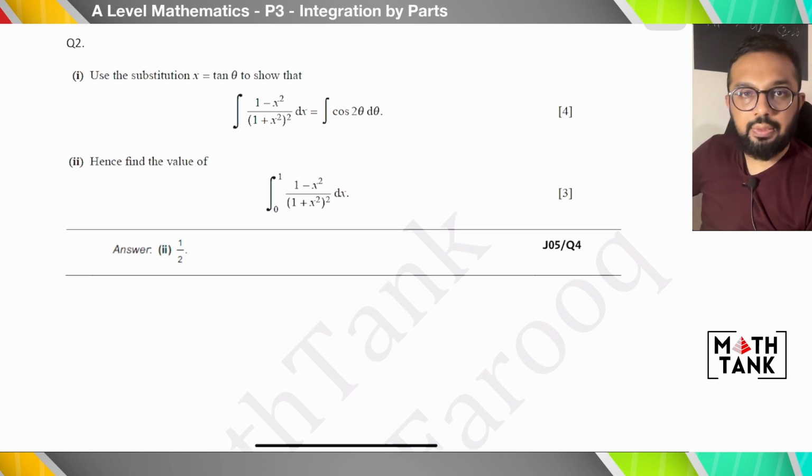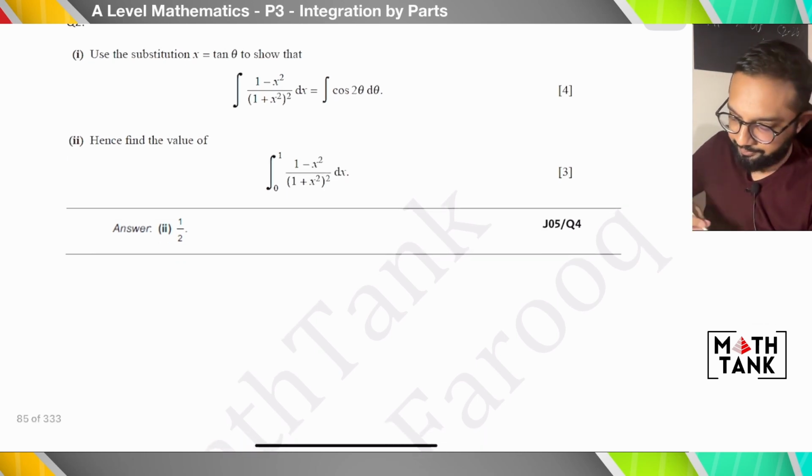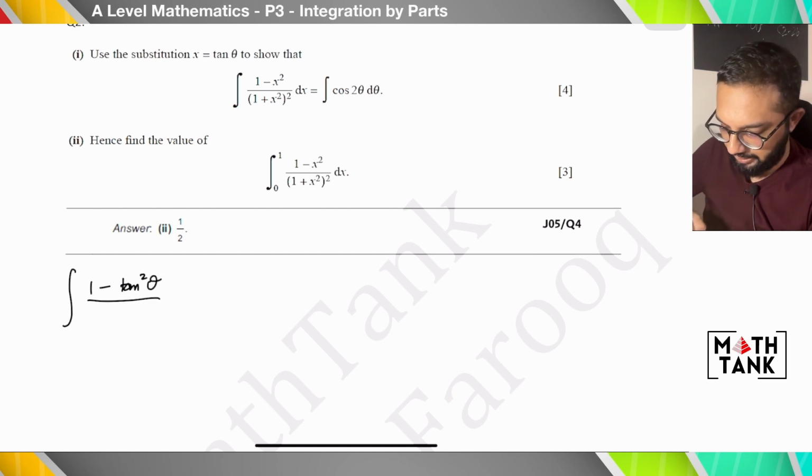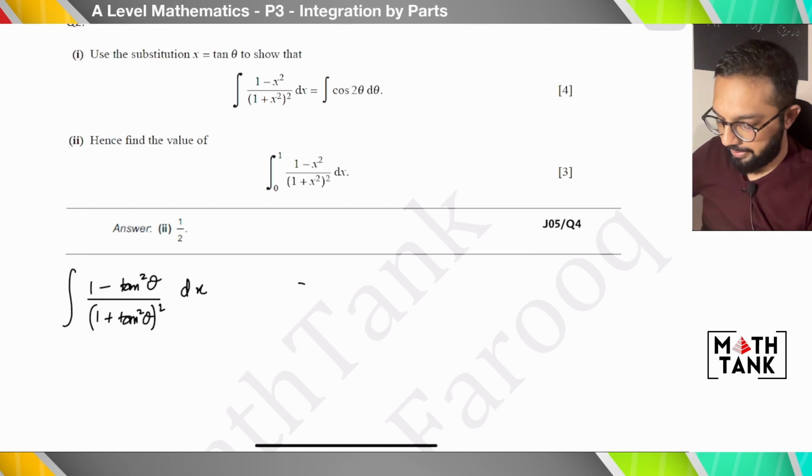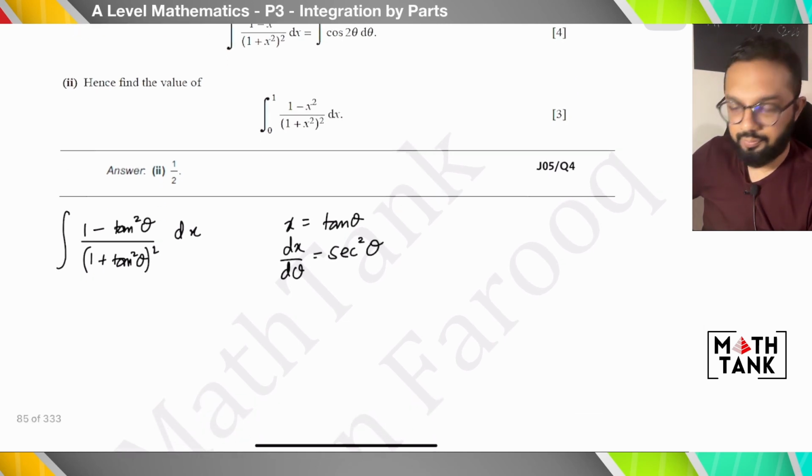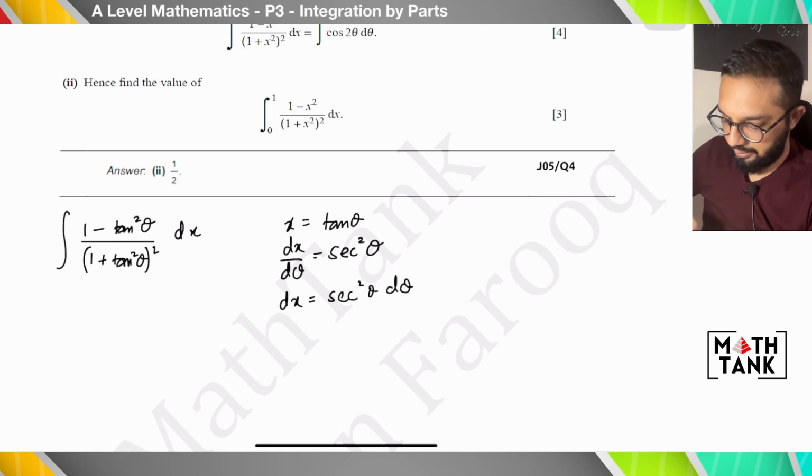Moving on to the next question, it says use the substitution 1 minus x square over 1 plus x square, whole square, as cos 2 theta. Okay, so using the substitution, the immediate substitution is 1 minus tan square theta over 1 plus tan square theta, whole square, dx. Now trying to replace dx, so x equals tan theta, dx over d theta is sec square theta, so that gives me dx as sec square theta d theta.